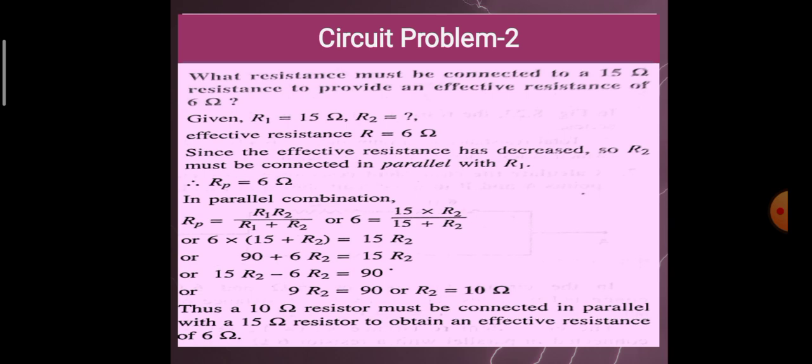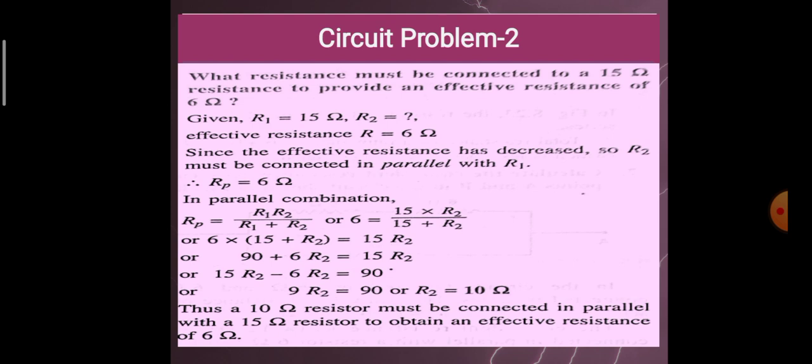Second problem. Here we do not have a circuit diagram, but the problem is what resistance must be connected to a 15 ohm resistance to provide an effective resistance of 6 ohm. Now the given data is R1 is 15 ohm, R2 to be calculated, and the effective resistance is given as 6 ohm. Students, please make a note. If the effective resistance is decreased, then R2 must be connected in parallel with R1. Therefore, Rp is 6 ohm.